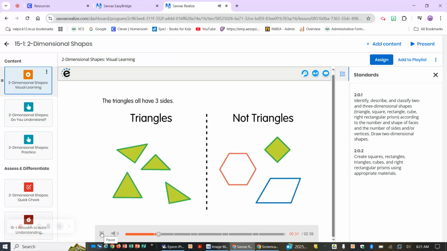The triangles all have 3 sides. The triangles all have 3 vertices. The triangles all have 3 angles. Why is the red shape not a triangle? What is it about the red shape that makes it not a triangle? Well, we just talked about how triangles all have 3 sides and 3 vertices. This red shape has way too many sides to be a triangle. The red shape has 6 sides. Triangles have exactly 3 sides.